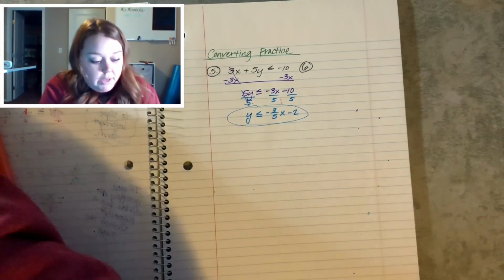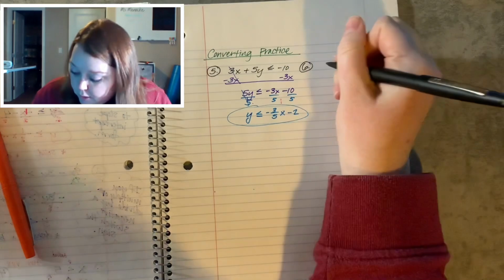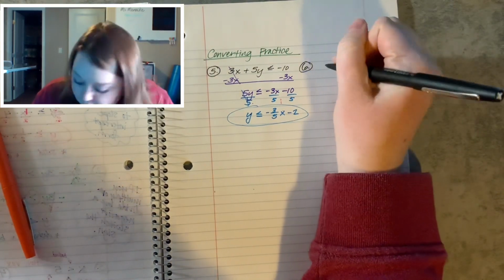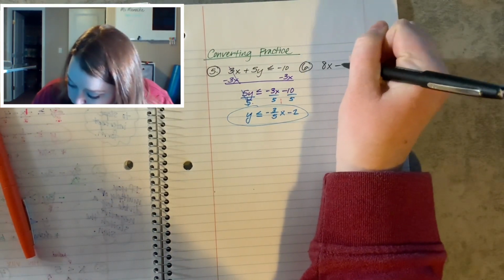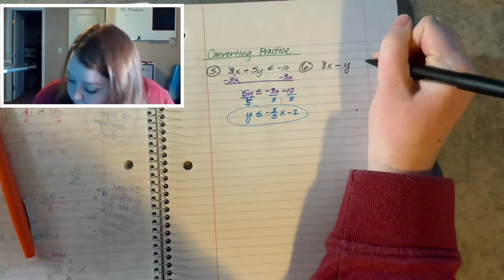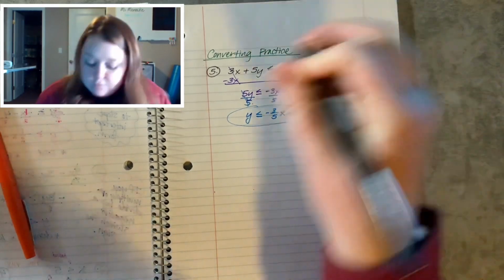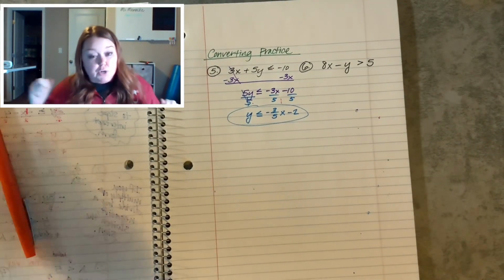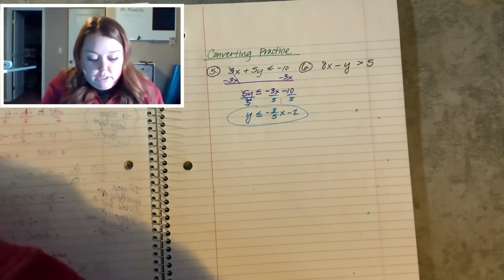Okay, number 4, or not number 4, 6. 8x minus y is greater than 5. Please pause the video, try it out, play it when you're ready to check.